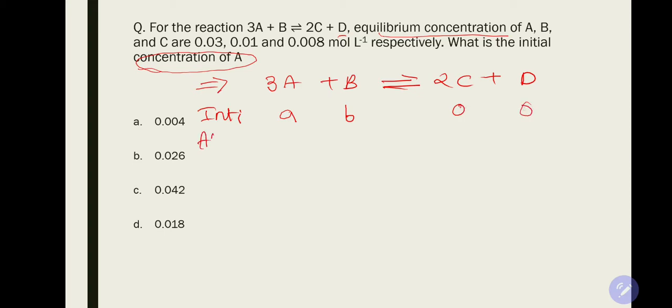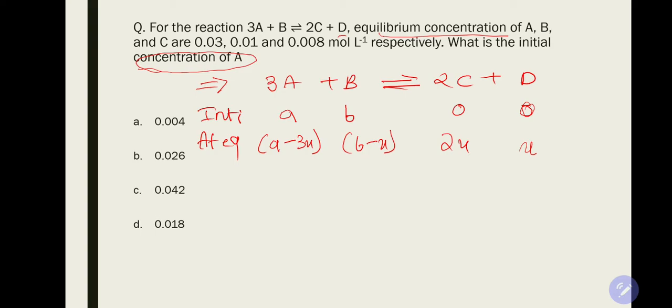Now at equilibrium, let the increase in the concentration of the product be x. So let us see what it will be. It will be a minus 3x, right? This will be b minus x, and this will be 2x. Clear?